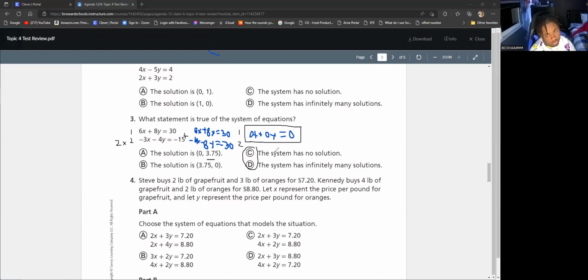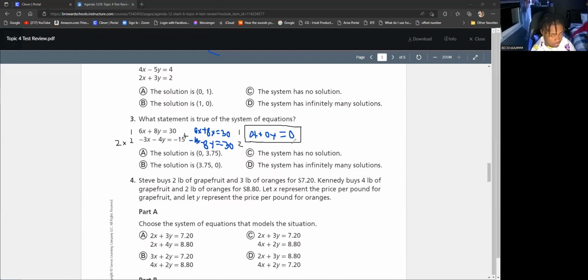See, it has no solution. Why? It's 0. What's 0? Is it no solution or infinitely many? No solution. I think it's D. The system has infinitely many solutions.